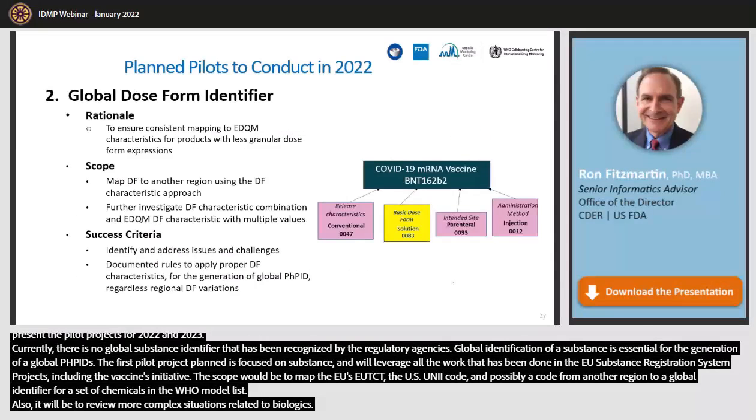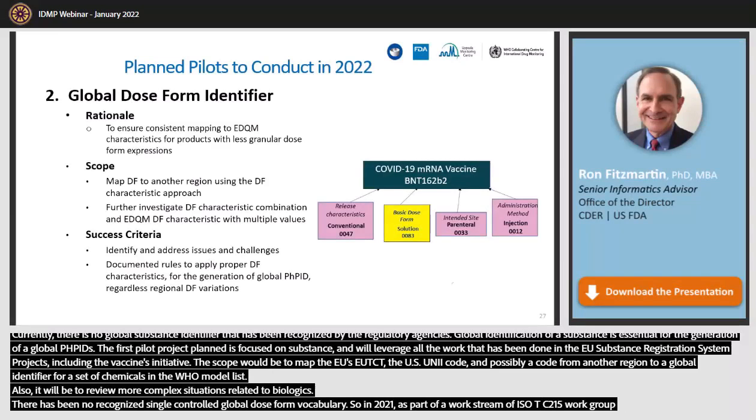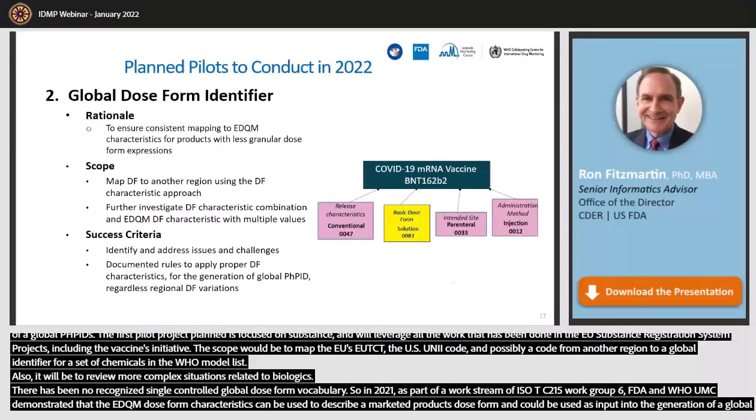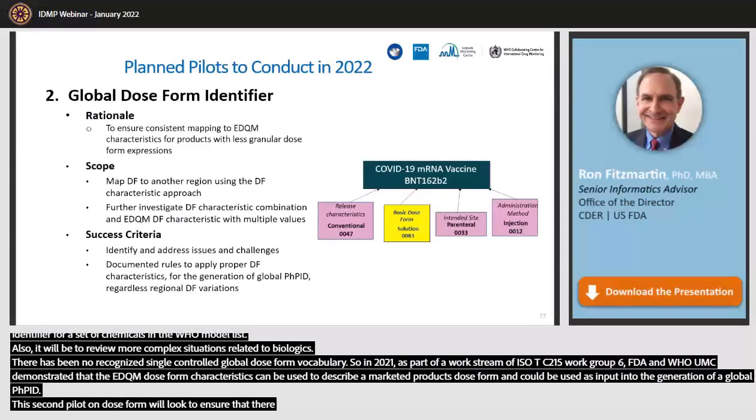There has been no recognized single controlled global dose form vocabulary. So in 2021, as part of a work stream of ISO TC215 Workgroup 6, FDA and WHO UMC demonstrated that the EDQM dose form characteristics can be used to describe a marketed product's dose form and could be used as input into the generation of a global PHPID. This second pilot on dose form will look to ensure that there is consistent mapping to the EDQM dose form characteristics for products with less granular dose form expressions.